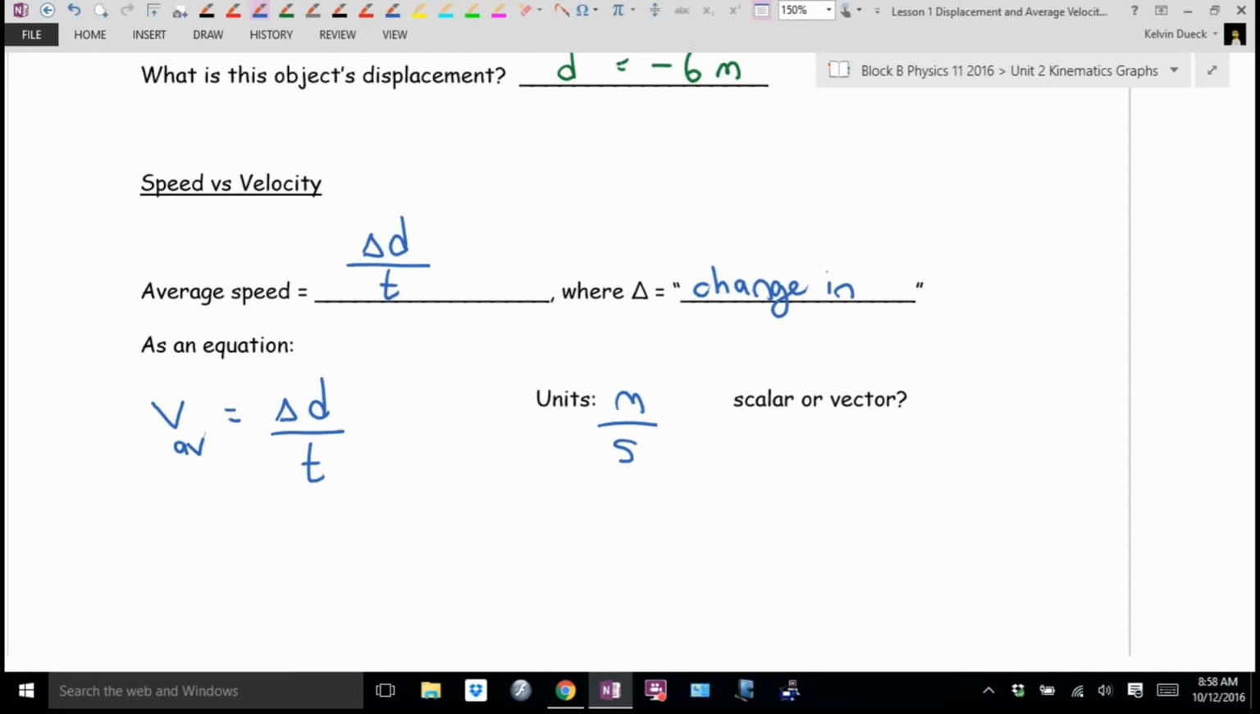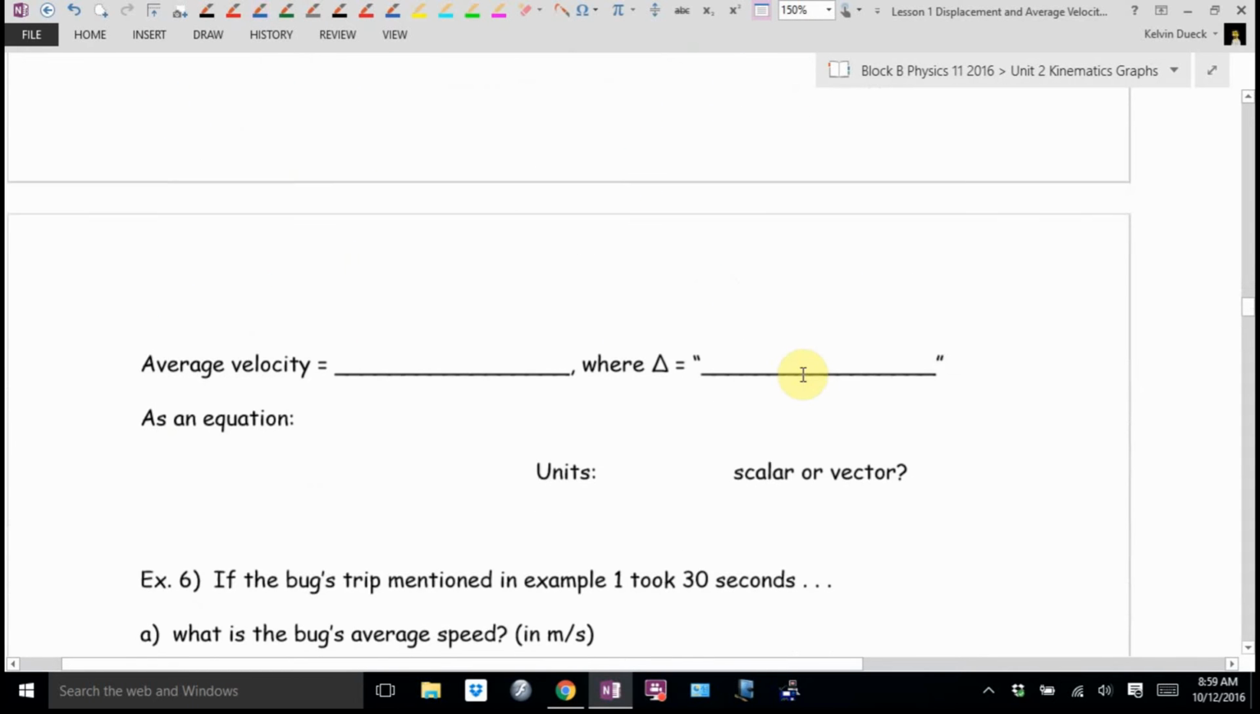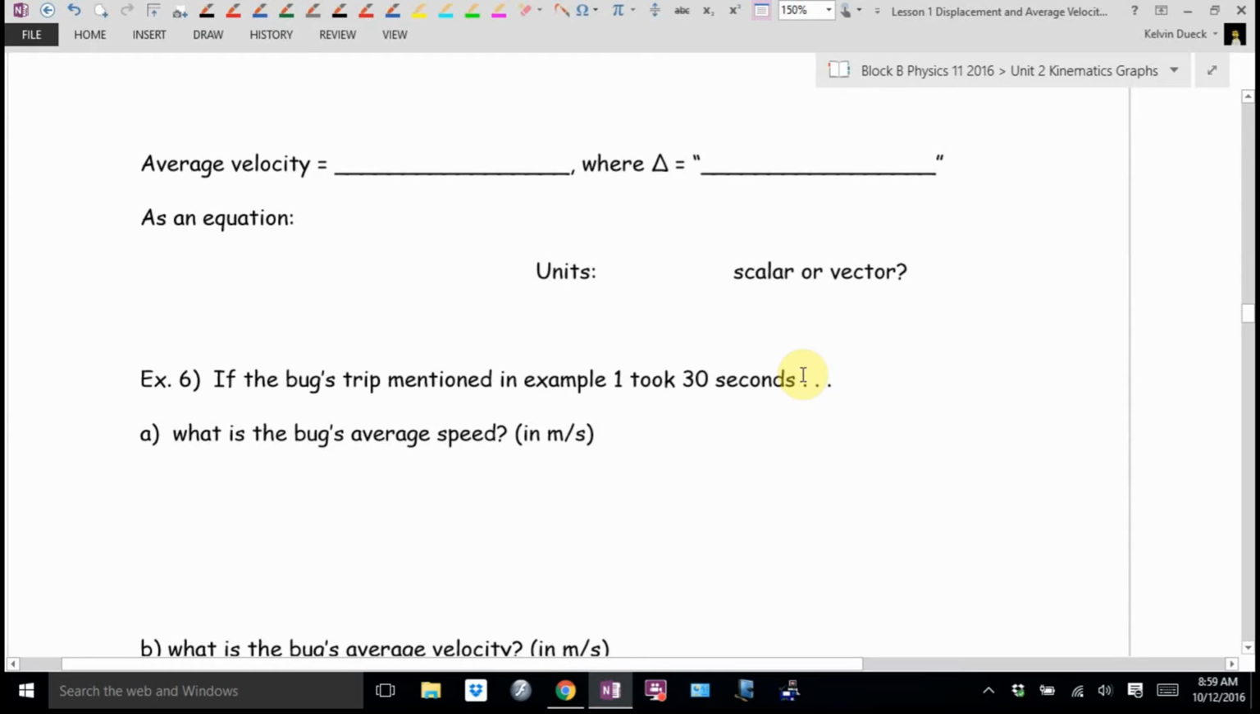Speed, scalar or vector. It'd be neat if there was an easy way to remember that speed was, sorry? Turn the page.